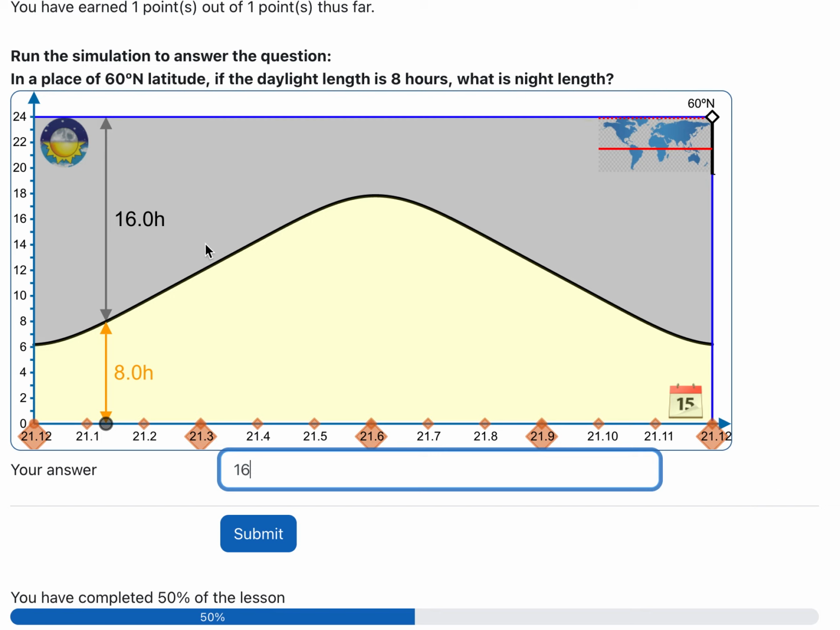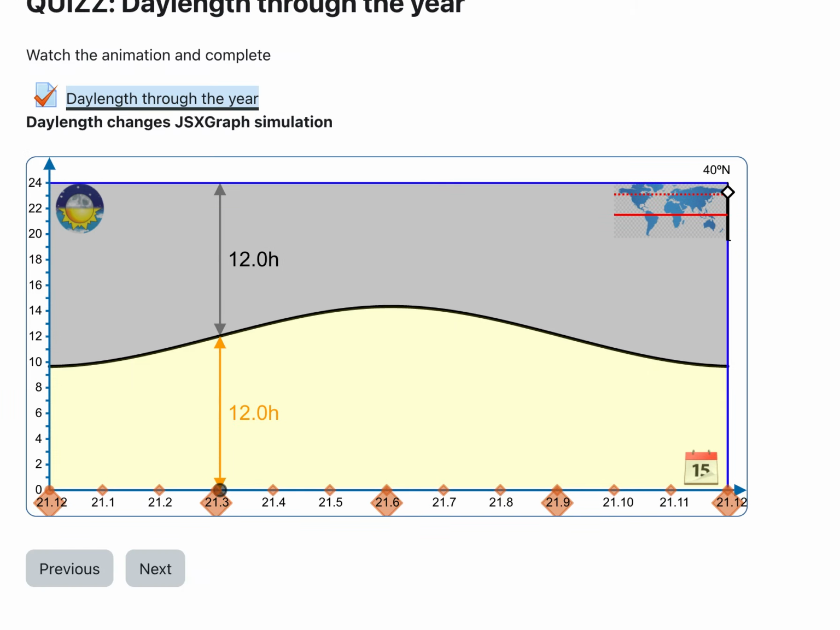We have to remind that these questions, which are lesson questions, are very limited. No random numbers, they are always the same. So we have to go to a quiz in order to check, to understand if the student has understood the content.